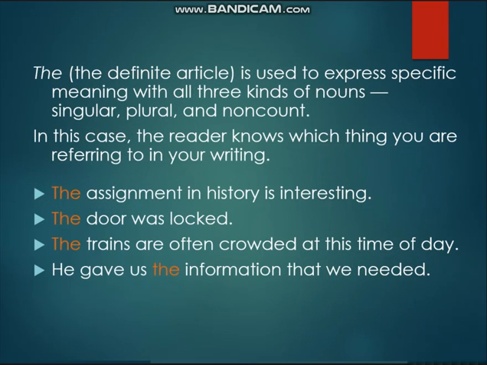The definite article is used to express specific meaning with all 3 kinds of nouns: singular, plural, and non-count. In this case, the reader knows which thing you are referring to in your writing. The assignment in history is interesting. The door was locked. The trains are often crowded at this time of day. He gave us the information that we needed.